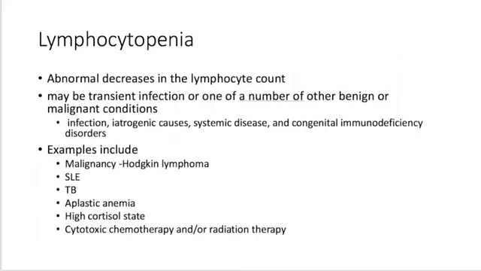Lymphocytopenia is an abnormal decrease in the lymphocyte count. This also may be aplasia, immune deficiency, or we can get destruction related to some drugs, viruses, or radiation. It can also occur in individuals for no apparent reason. Other conditions associated with lymphocytopenia include lupus, TB, aplastic anemia, high cortisol state, and then cytotoxic chemotherapy or radiation. Another big one would be HIV, because we are destroying our immune system with HIV.